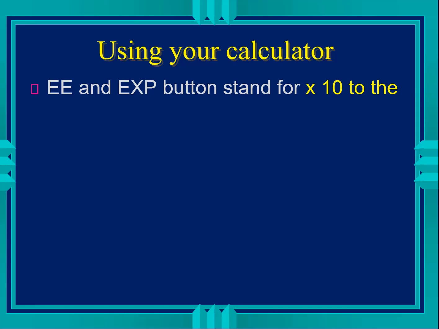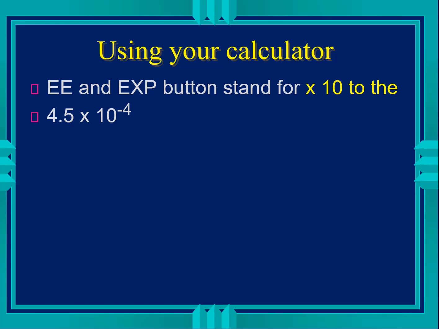Okay, but that button, whatever that button is, it stands for the same thing. It stands for times 10 to the. So it takes the place of the times, the 10, and the to the, and the next thing you're going to type in is going to be the exponent.